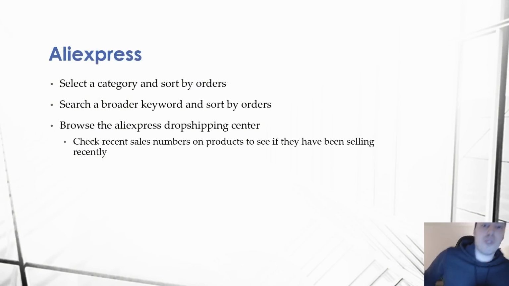So the next thing we're going to jump into is actually doing product research on Aliexpress itself. So there's pretty much 3 things we're going to be doing on Aliexpress. The first is we can select a category and then sort by orders. The next is we can search a broader keyword and then sort it by orders. And then the last thing we can do is browse the Aliexpress Dropshipping Center.